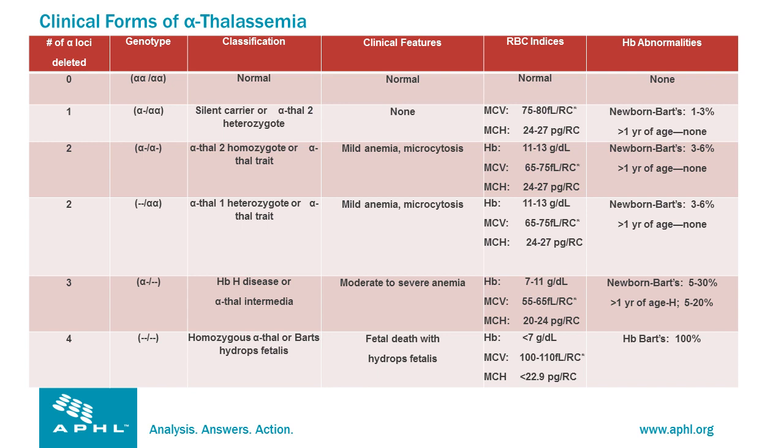And we will see at birth a small amount of Bart's hemoglobin, 1 to 3%, which will disappear as the baby grows up and develops.